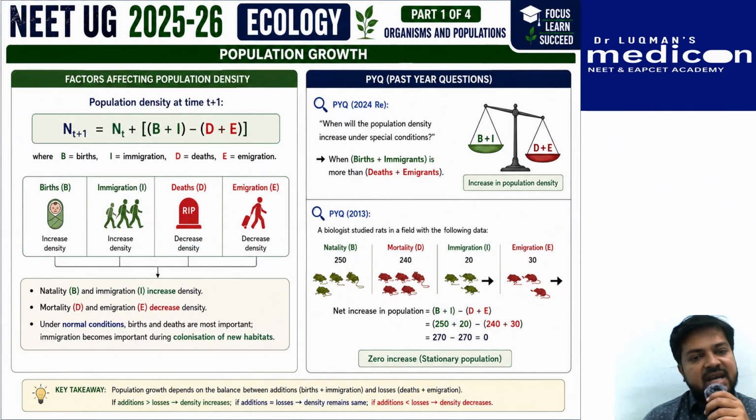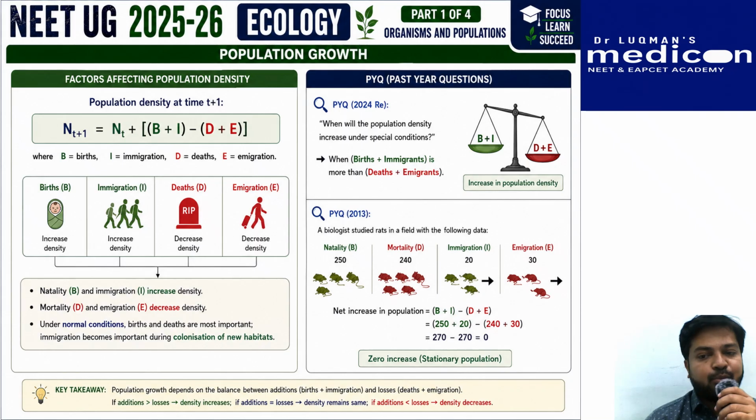Previous year question, again: he has given natality, that is birth rate, 250, mortality, that is death, is 240, immigration is 20, and emigration is 30. So B plus I minus D plus E, we got 0. So there was 0 increase in the stationary population.